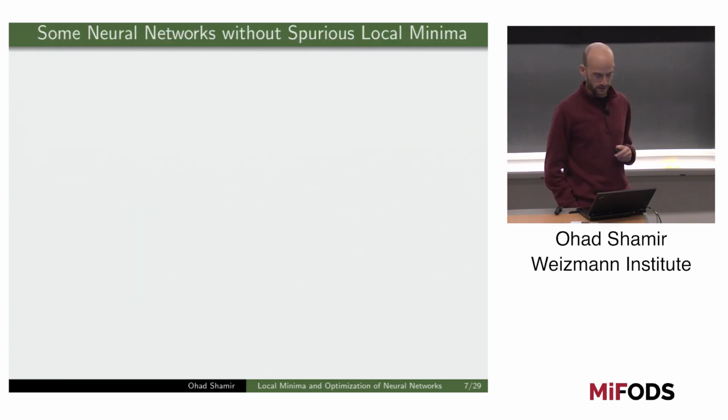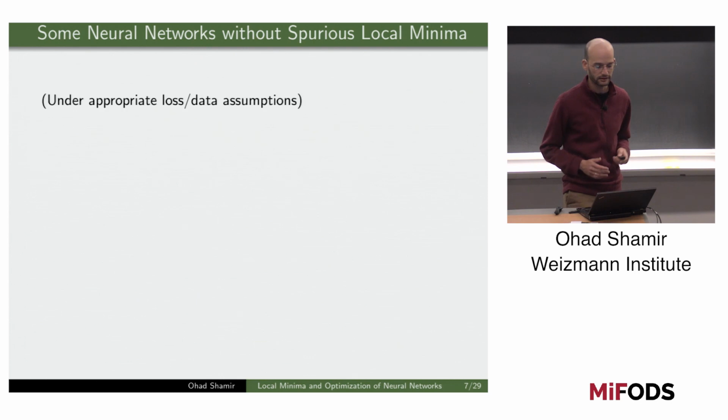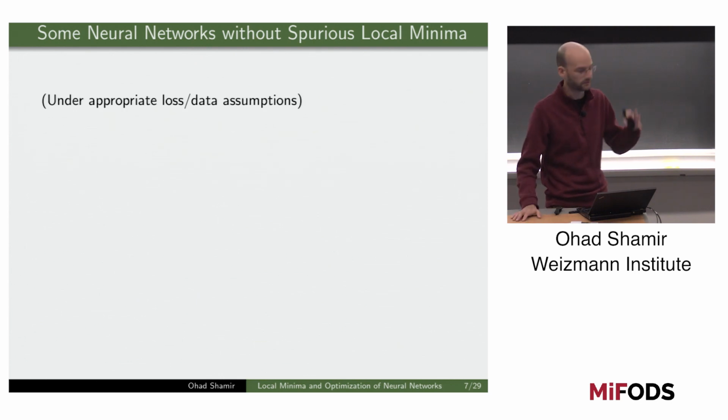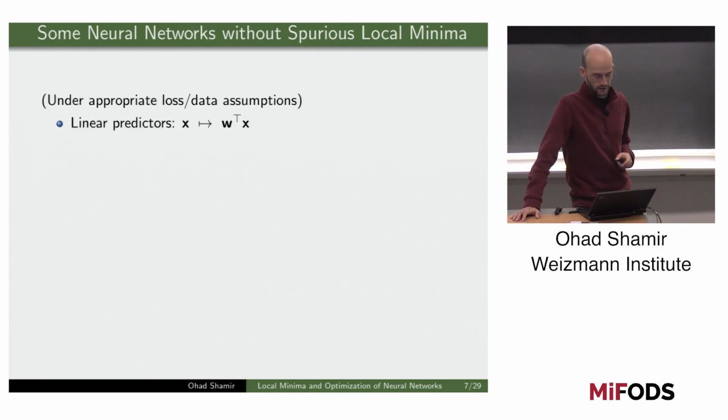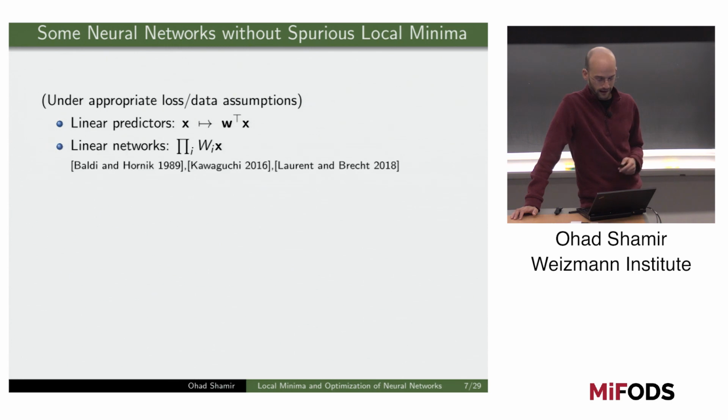OK, so starting with the first part. So what kind of neural networks do we know do not have any spurious local minima? Of course, under reasonable assumptions about the data and the loss. So first of all, linear predictors don't have spurious local minima. This is a very, very special case of neural networks. If the loss is convex, this is a convex optimization problem, and there are no bad local minima.